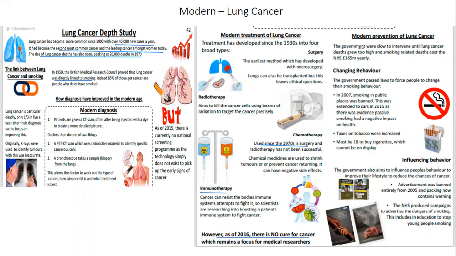The prevention of lung cancer, very simple. The government have had a big part to play in this. So the prevention of lung cancer: the government was slow to intervene until lung cancer deaths grew too high and smoking-related deaths cost the NHS 165 million yearly. The government passed laws to force people to change their smoking behaviour.